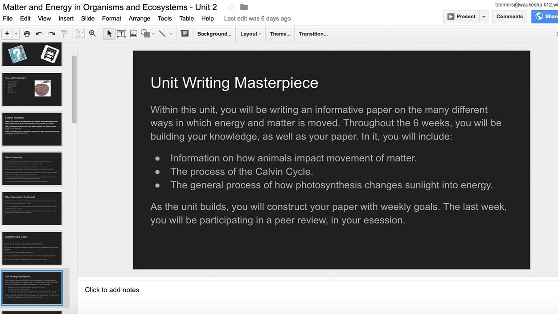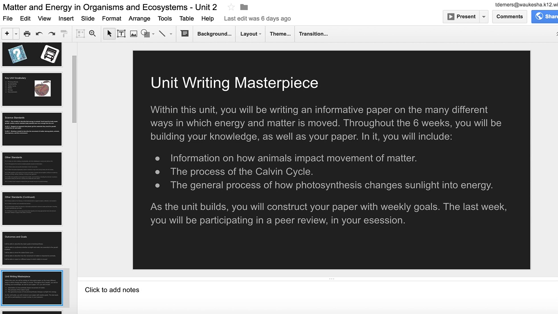Again, your masterpiece for this unit is going to have to do with photosynthesis and the water cycle. And you're going to be writing an informative paper on many different ways in which energy and matter is moved. So you'll be looking at photosynthesis, the water cycle. You'll also be looking at how animals impact that. There are many ways in which animals can impact the movement of matter, and some of them are actually very fun to learn about, and some of them are going to be more basic.